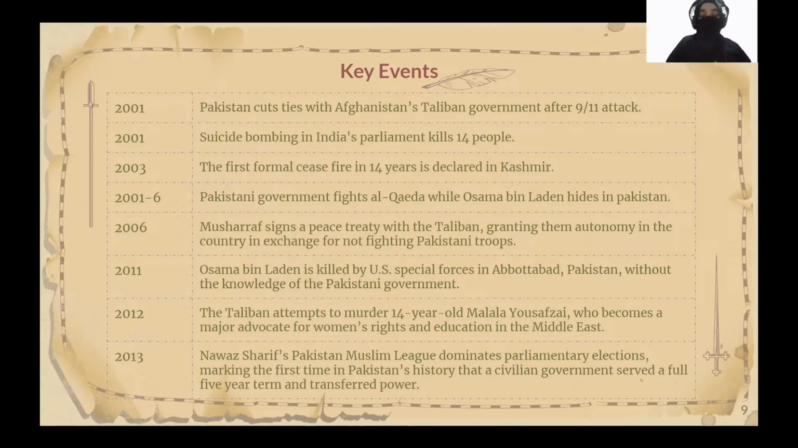On May 1, 2011, Osama bin Laden is killed by US Special Forces in Abbottabad, Pakistan, without the knowledge of the Pakistani government. And in 2012, the Taliban attempts to murder 14-year-old Malala Yousafzai, who becomes a major advocate for women's rights and education. And finally, in 2013, Nawaz Sharif's Pakistan Muslim League dominates parliamentary elections, making it the first time in Pakistan's history that a civilian government served a full 5-year term and transferred power.